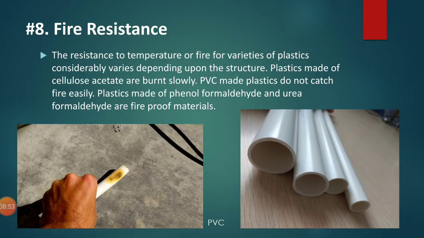Number 8, fire resistance. Yes, you may all think that plastic is a very flammable material, but on the contrary, some plastics, such as PVC, due to their properties, allow for steady burning and are not that flammable. As it says, the resistance to temperature or fire for varieties of plastics considerably varies depending upon the structure. Plastics made of cellulose acetate burn slowly. PVC plastics do not catch fire easily.